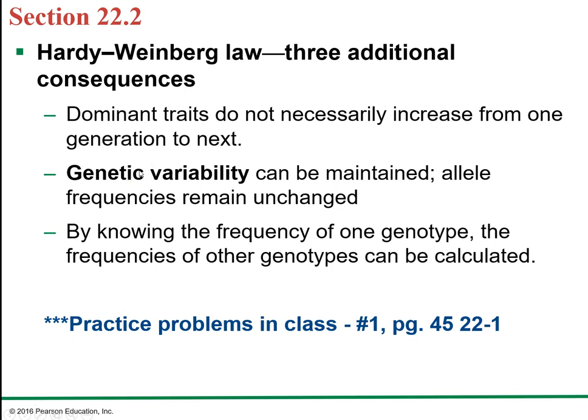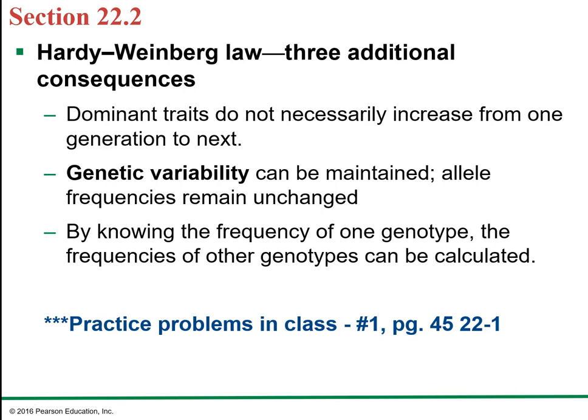Again, we're using this as a model. There are also three additional things that are part of Hardy-Weinberg. Dominant traits do not necessarily increase from one generation to the next. You're not seeing a change in allele frequency, so you will not see more dominant traits appear because that's the favored phenotype. Because in this case, it's not. Genetic variability can be maintained, so the allele frequencies will remain unchanged. And if you know the frequency of one genotype, you can calculate the frequency of other genotypes. That's what we did, and that's what you are going to do with these practice problems.